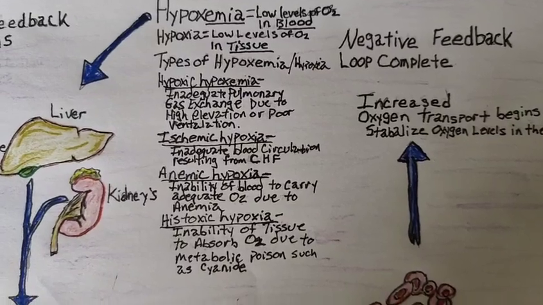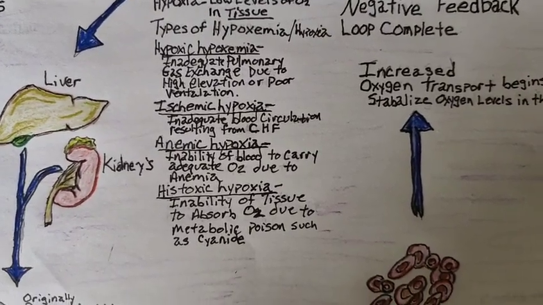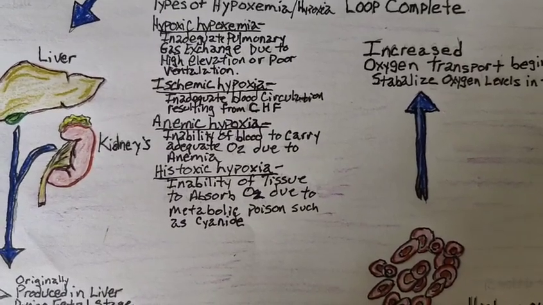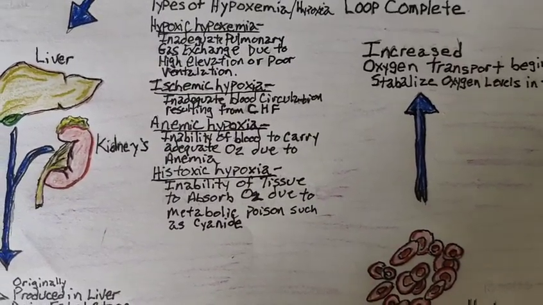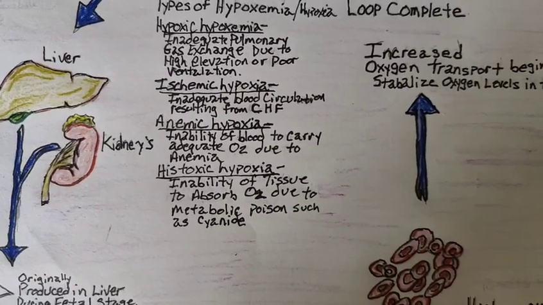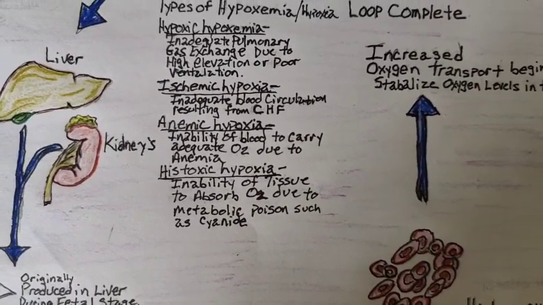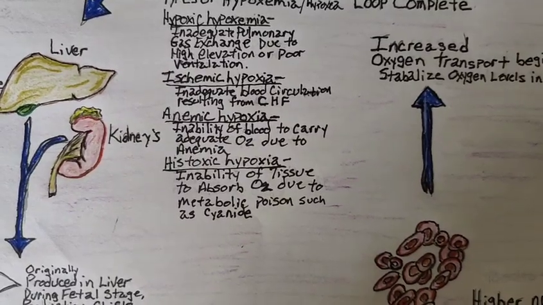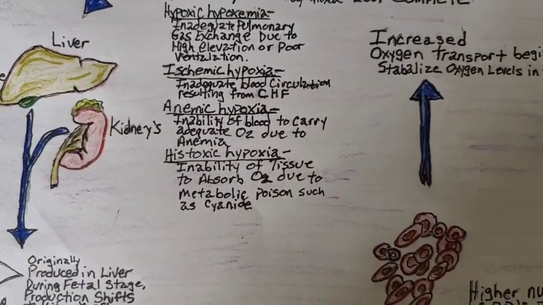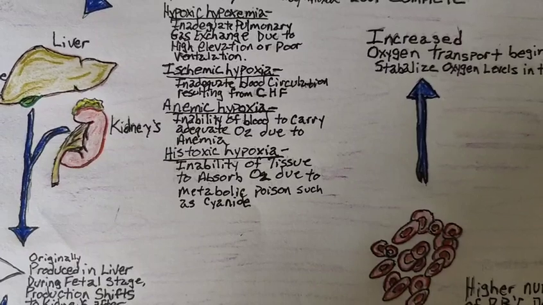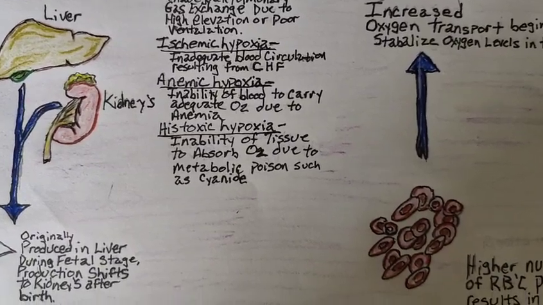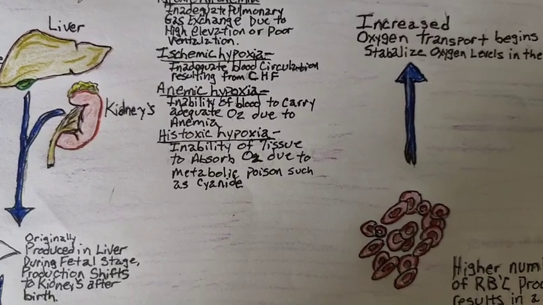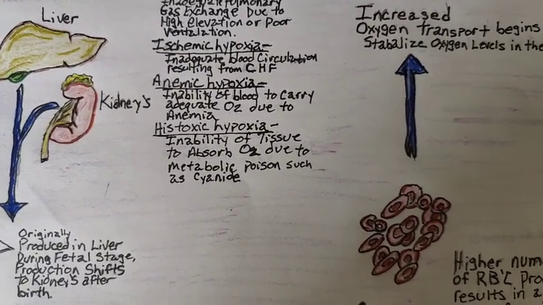Some of the types of hypoxemia are hypoxic hypoxemia. This is maybe the most common or recognized. This is an inadequate pulmonary gas exchange due to high elevation or poor ventilation. There's also ischemic hypoxia, which is inadequate blood circulation resulting from congestive heart failure, and anemic hypoxia, which is the inability of blood to carry adequate oxygen due to anemia.